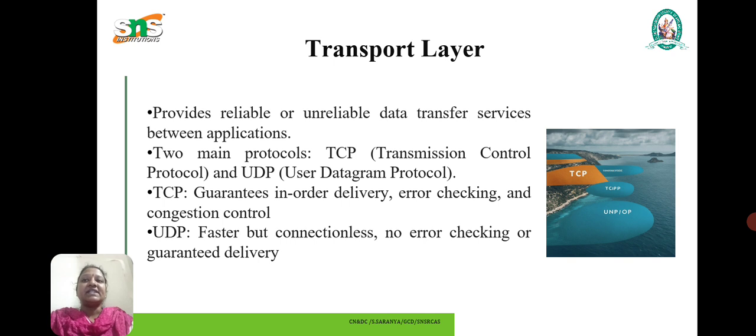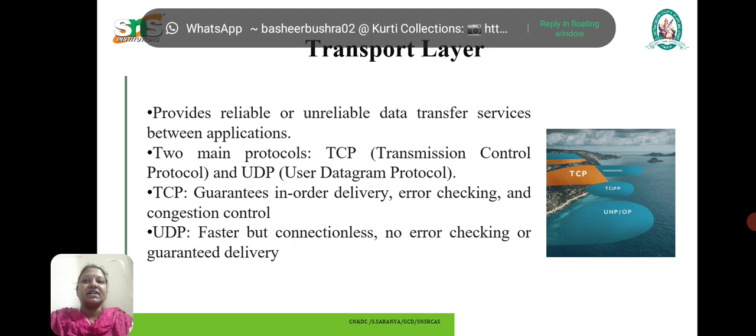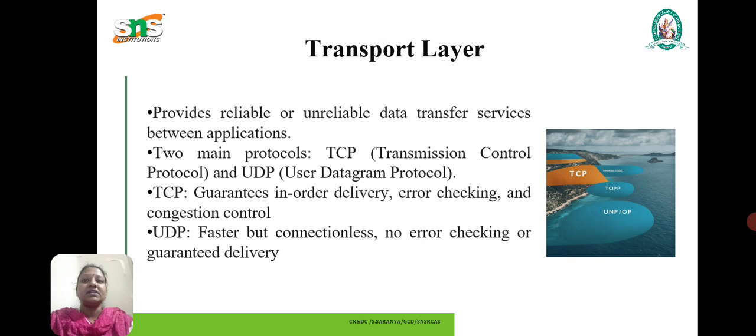Transport layer. The transport layer acts as an intermediary between the application layer and the network layer. It is responsible for taking data from the application layer, splitting it into smaller packets if necessary, and ensuring its delivery to the designated application on the receiving device. This layer offers two primary protocols. First one is TCP and the other is UDP. TCP is Transmission Control Protocol. UDP is User Datagram Protocol.